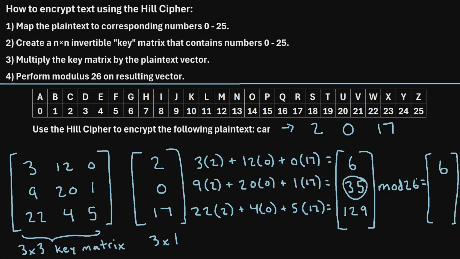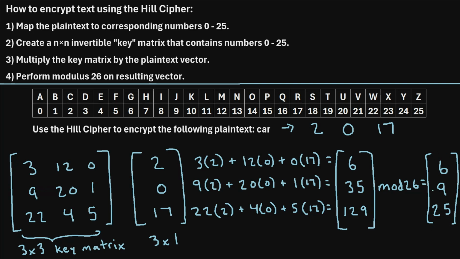Next we do 35 divided by 26, which would be 1 with a remainder of 9. So the remainder of 9, that 9 is what we're going to write right here. And then lastly, we'll do 129 divided by 26. That turns out to be 4 with a remainder of 25. So the remainder is what we'll write right here. So this is our final vector.